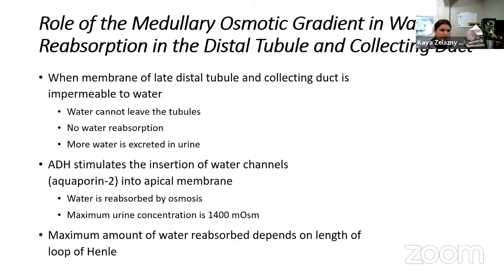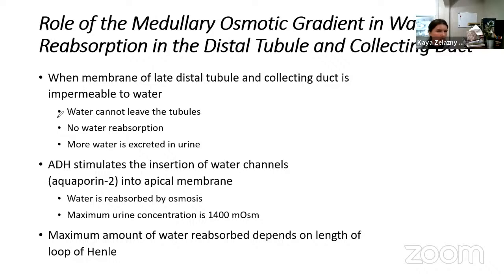Okay. So when we're in this late distal tubule, it's specifying late distal tubule because that's the part that's in the medulla, right? So that is the part where we would expect to potentially see water reabsorption, or in the collecting duct, which is descending all the way through the medulla. When that membrane is impermeable to water because it lacks aquaporin 2, that means that water is not going to be able to leave the tubules because it has to cross both membranes, right?